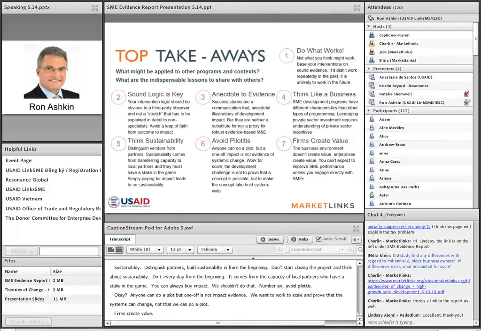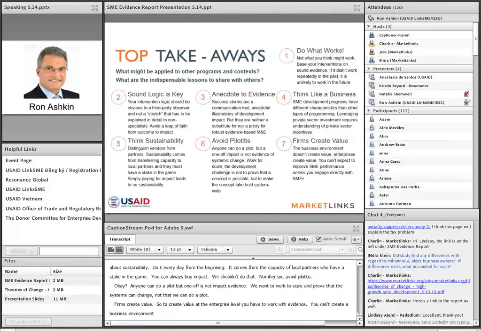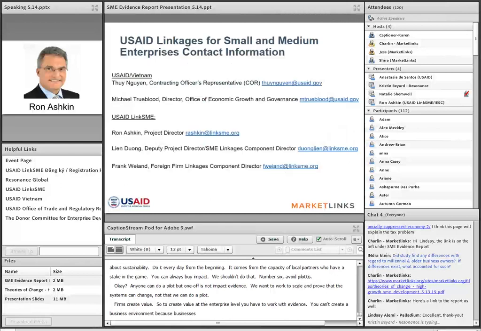And finally, firms create value. So to create value at the enterprise level, you have to work with firms. You can't just create a business environment, because businesses create value. So SME performance comes from engaging directly with SMEs.